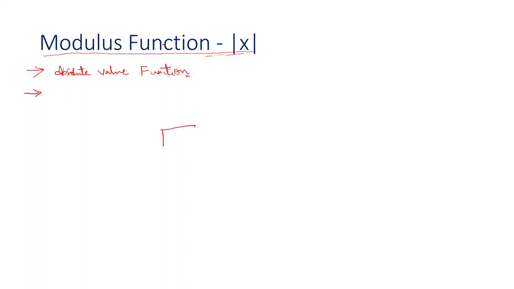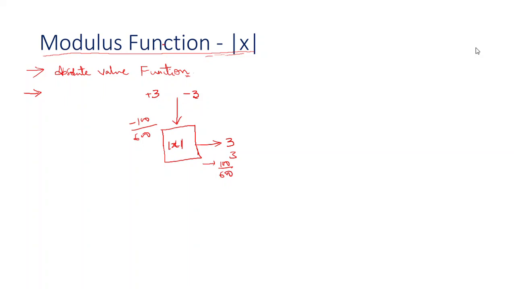So modulus function is like a kind of machine, which always gives positive outputs. For example, if we give input as -3, then the output will be +3. Or if you give +3, the output will be +3. Or if you give -100 by 600, the output will be 100 by 600. So this modulus function will always give positive outputs.